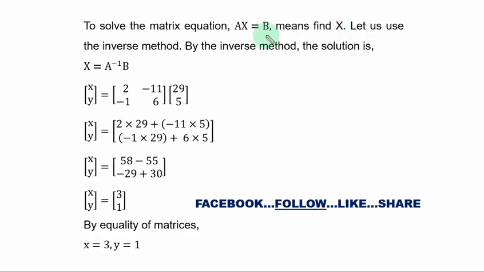To solve the matrix equation AS equal to B means find S. Let us use the inverse method. By the inverse method, the solution is this. For you to get S, multiply through by the inverse of A. That gives S equal to A inverse times B. This is matrix S, this is the inverse, and this is matrix B.